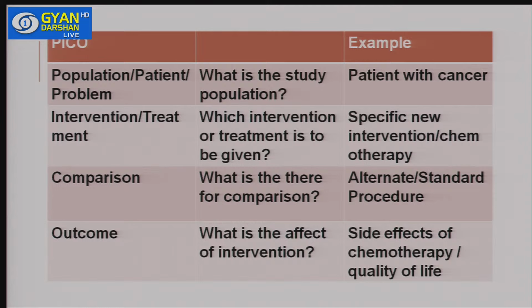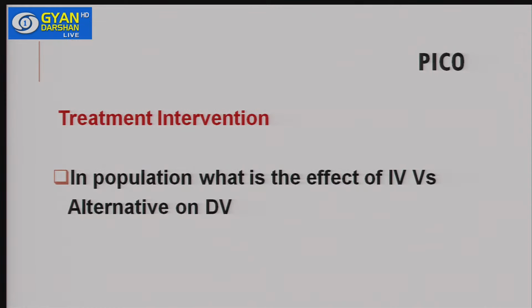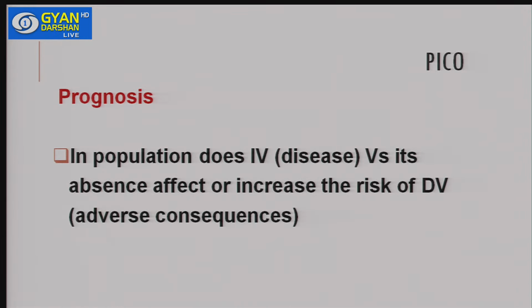PICO elements. It's not important that you will have all the 4 elements. You can have population, intervention and outcome. You can have population, comparison and outcome. Or you can have all the 4 components: population, patient, intervention, comparison and outcome. That is, if treatment intervention you are doing in population, what is the effect of independent variable versus alternative? What you are going to do intervention on dependent variable.